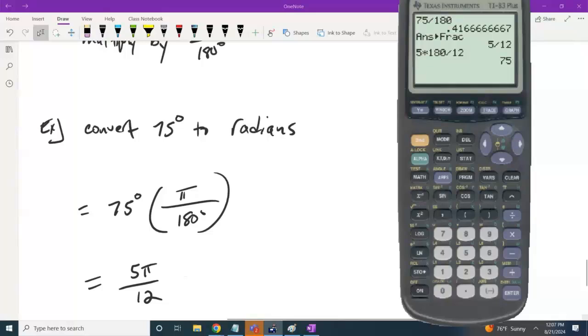But if you're doing this by hand, these are reduced. I mean, this is going to reduce to a 5 and a 12. Reduce both of those by 15, I believe. All right, 15 times 5 is 75. 180 divided by 15 is 12. Okay, any questions about that one?